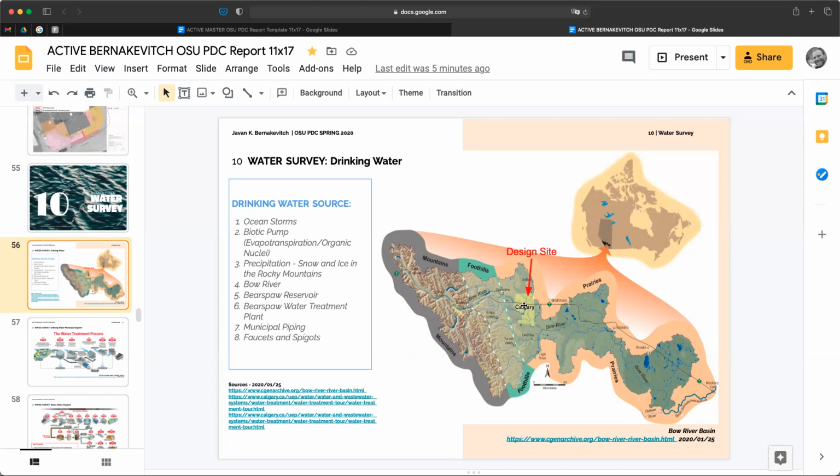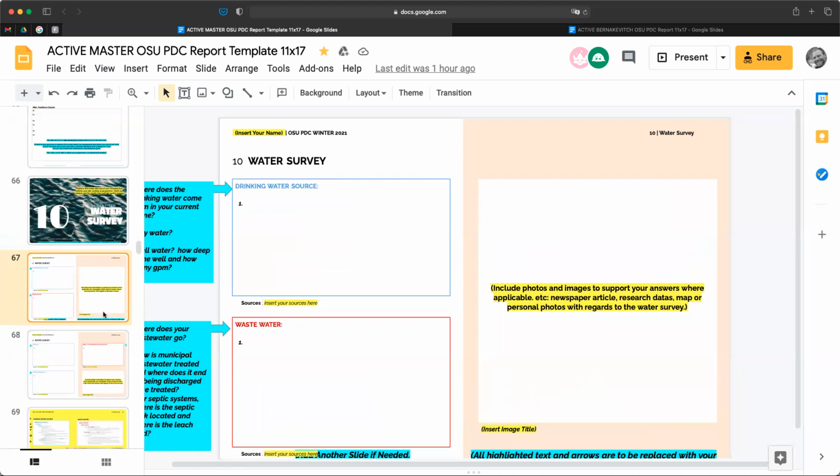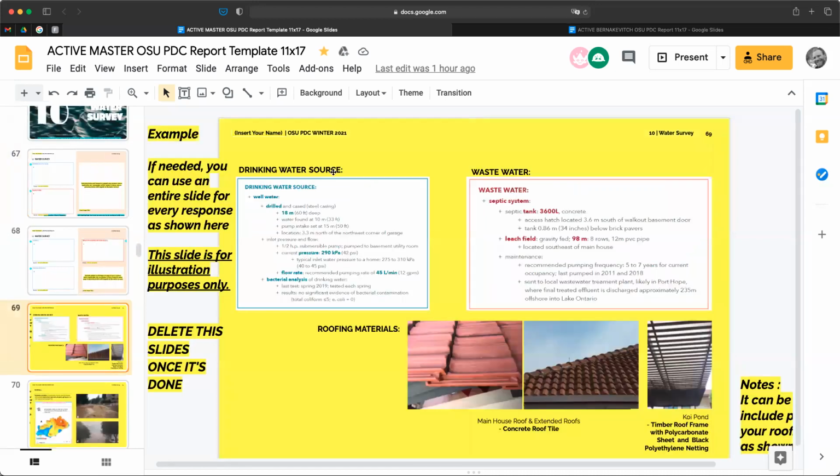So if you have an urban site, chances are you'll have something like this. If you have a rural site, chances are you'll be taking a look at your wells, your depths, your recharge rate, your pumping rates, all of those great things. There's great examples in the master slide. So just down here, in terms of drinking water, drilled wells, depths, water found at what, all of that is really important pieces to take in.